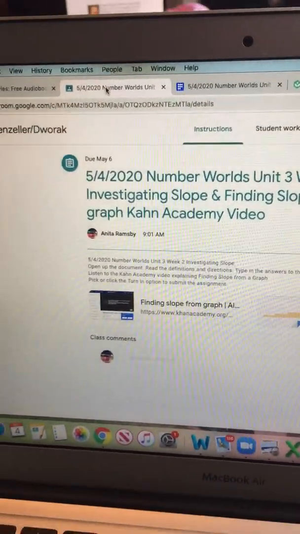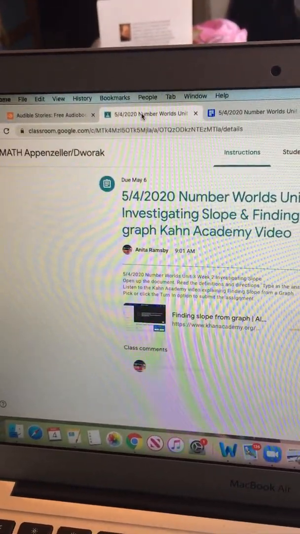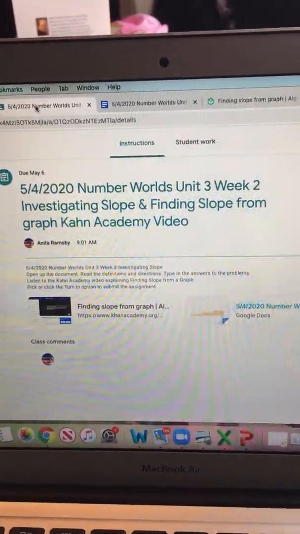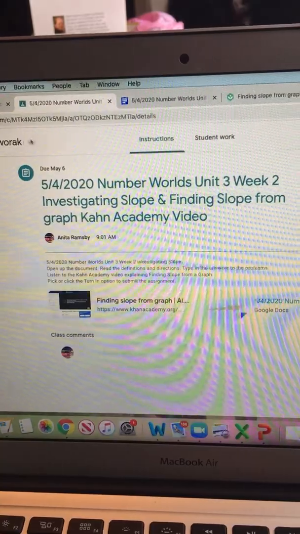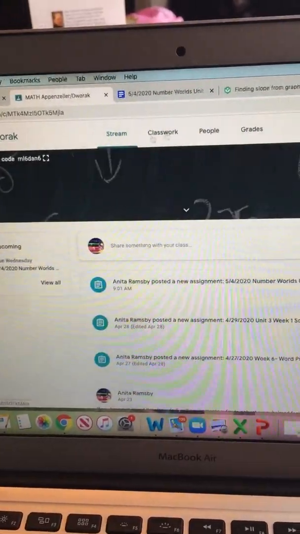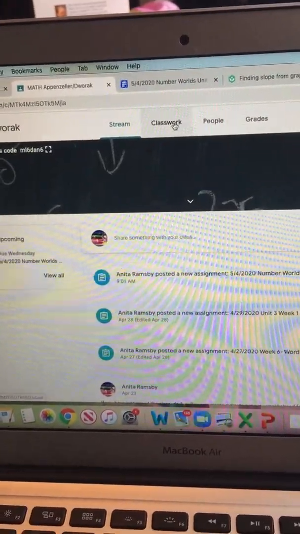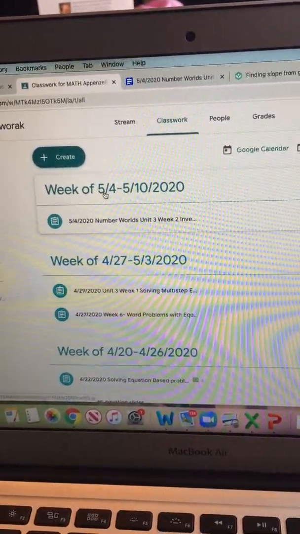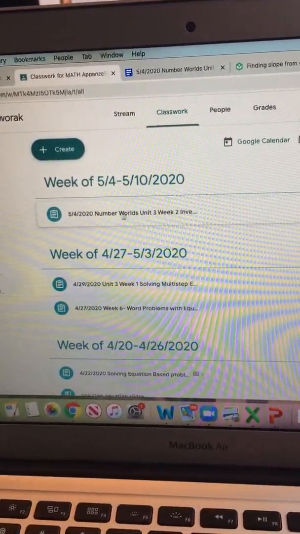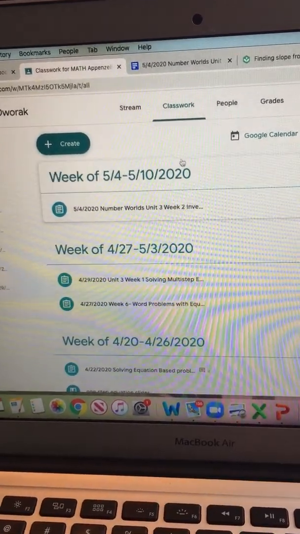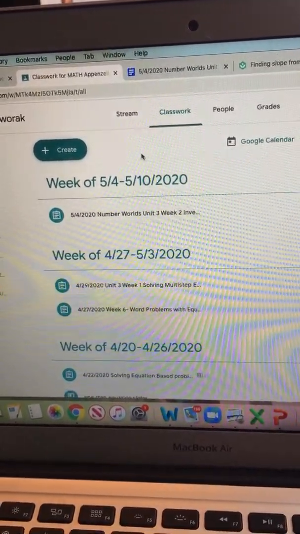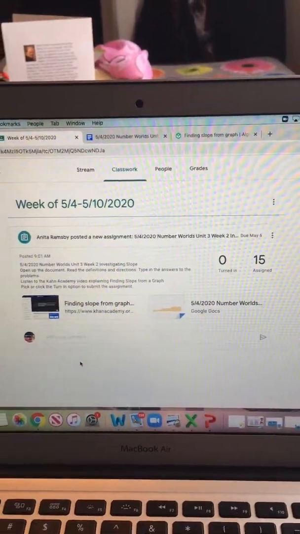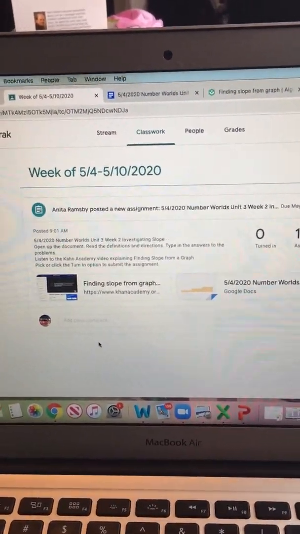You get onto the math class Google Classroom. Then let me see, if I go to this, okay, it would be under this one that says 5.4 to 5.10, and it's the first one under there. Then you click on that assignment, and it opens it up like I had it originally.